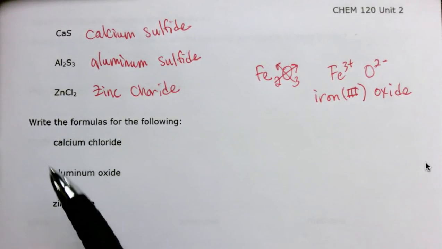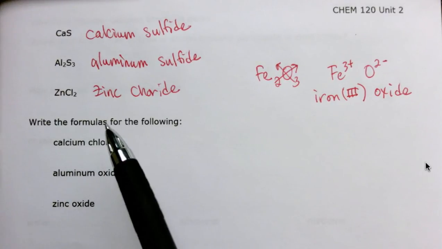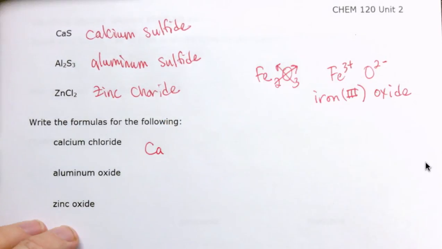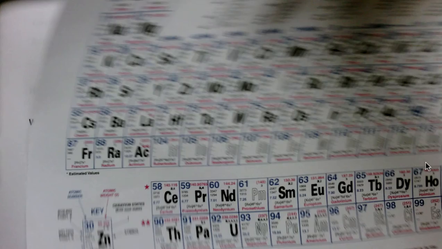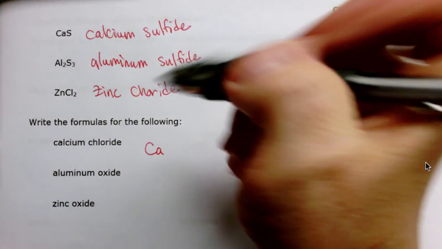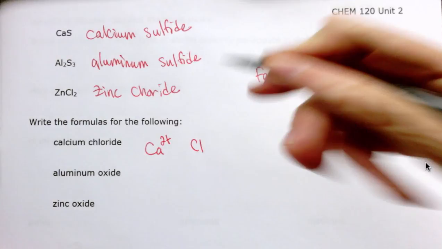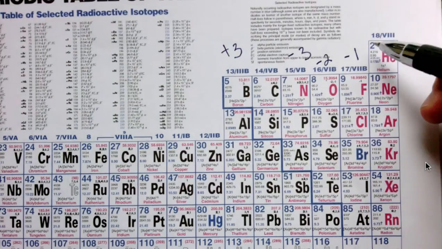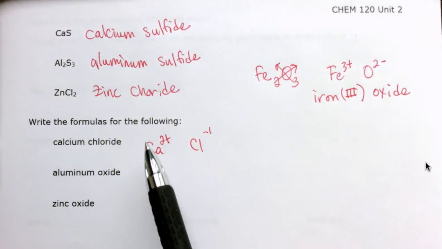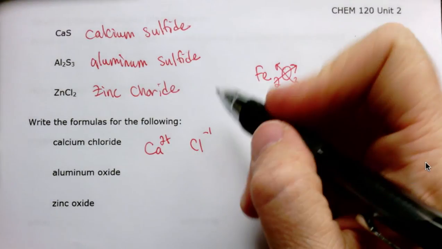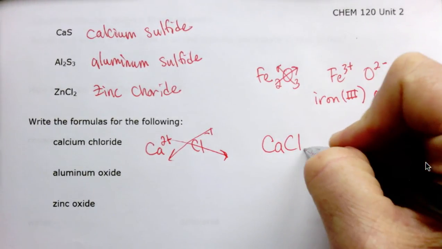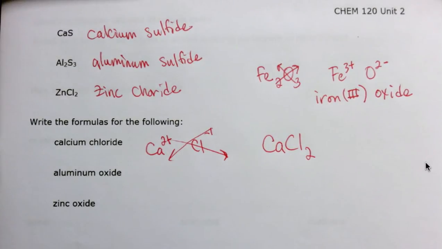Okay, so when you're given a name and you need to write a formula, the easiest thing to do is to write out the charge. So calcium is in group 2, so it's going to have a +2 charge. Chloride is in group 7. It's going to have a -1 charge. So I've written the abbreviations and the charges. Now I'm just going to do cross and drop, and you should get CaCl2.